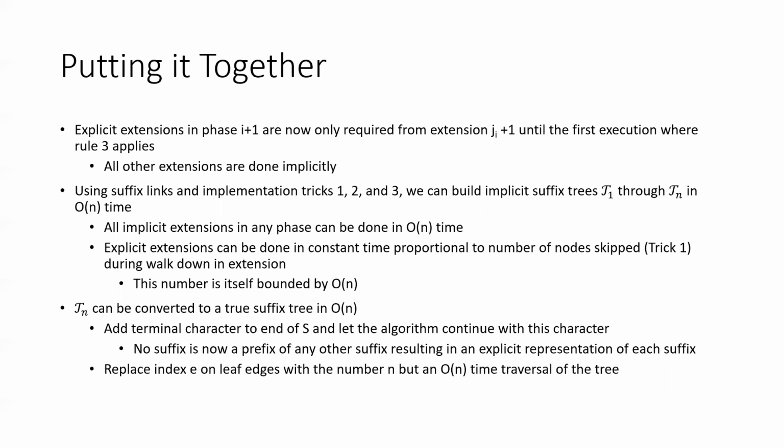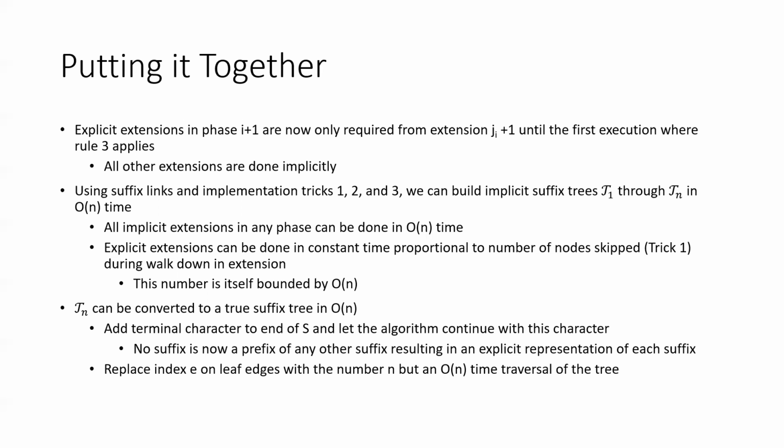So now we can put it all together. We have our explicit extensions in phase i+1. Those are only required from extension j sub i+1 until the first extension where rule 3 applies, right? All the other extensions, which we previously went over, are done implicitly. The only time you need to explicitly extend something is after j sub i+1 and until rule 3 applies, right?